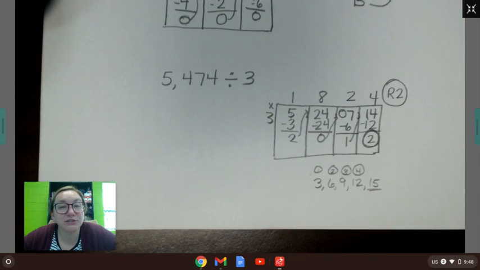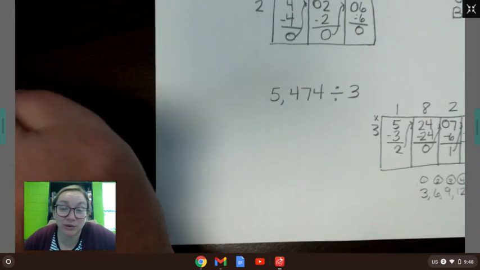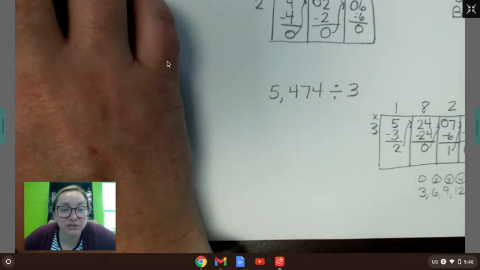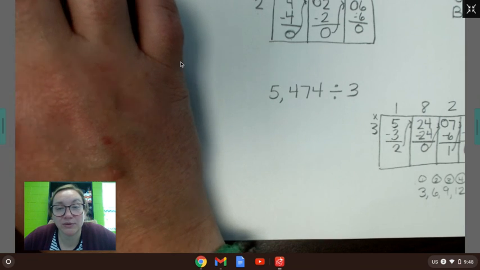If you guys have any questions, please let me know. I know division's a little bit different than multiplication, but it's the opposite. So if you know your facts, division is not going to be as hard as you think, because knowing your multiplication facts is probably the number one thing. So if you guys have any questions, please feel free to reach out. I'm always here to help you guys.